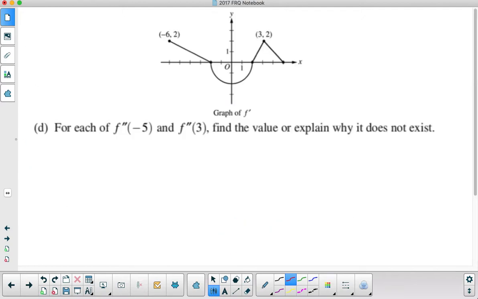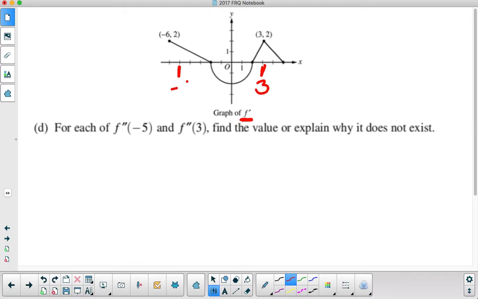All right, last one, D. We need to know for each value f double prime of -5 and f double prime of 3. Find each of the values, or find the value or explain why it does not exist. So double prime means we need to take the derivative. We already have f prime, that's what we're looking at here in the graph. We need to know, right here is negative 5, and right here's 3.